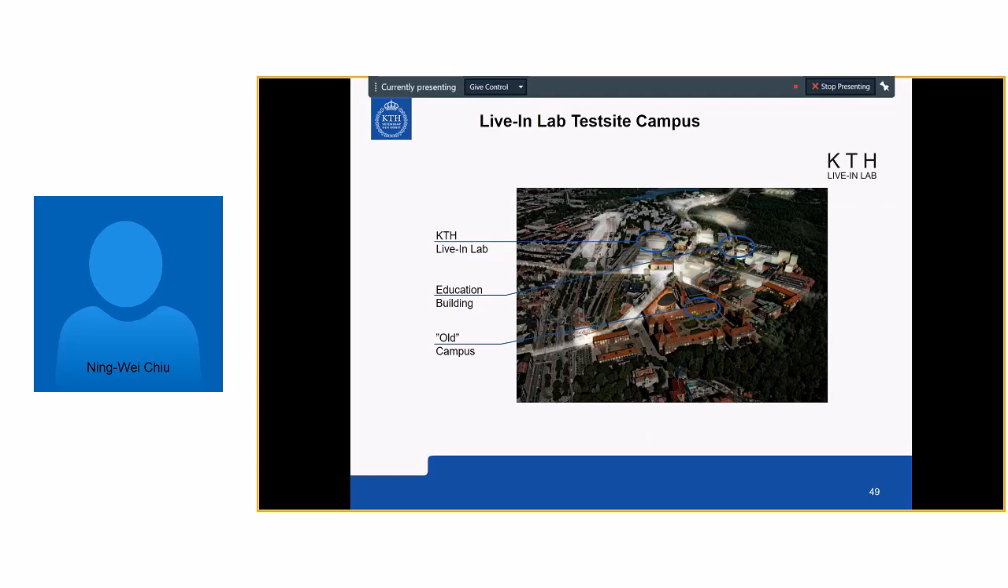So this is where it's located, the living lab over there. So that's the Q building, and that's the living lab, 3 buildings over there. And we are somewhere down there, I think. Here, B building. Yeah.